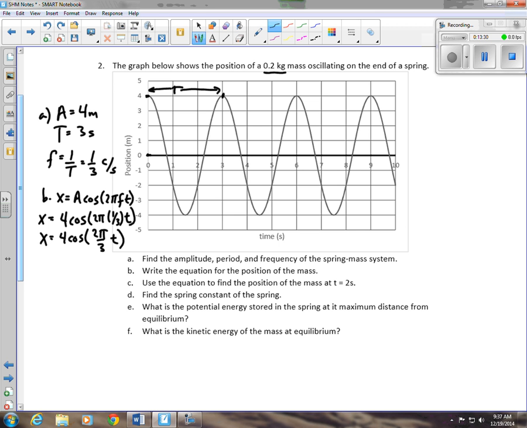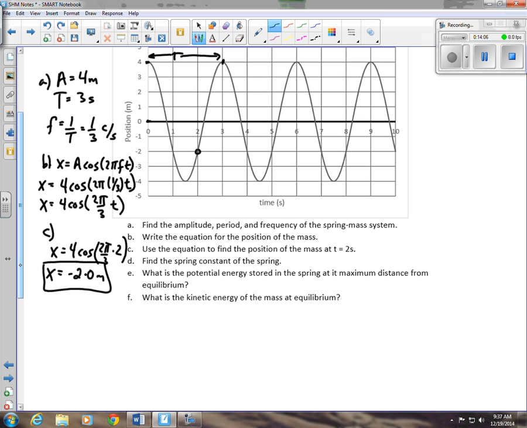Then part C says use the equation to find the position at t equals 2 seconds. This is kind of a verification, but if you look on here, the position at 2 seconds is minus 2, so we should get the same value. So x is 4 cosine of 2 pi over 3 times 2. If we plug that into the calculator, we are going to end up with minus 2 meters. So it verified what we expected.